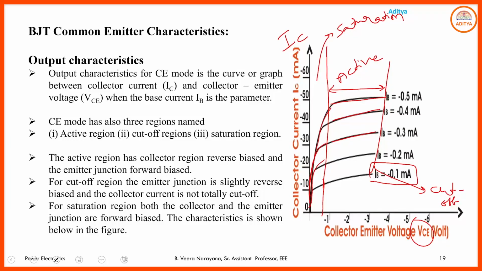Here these are the different output characteristics for different values of the base current. If you increase the base current, correspondingly the collector current also increases. And the cutoff region, for safe and reliable operation of the BJT, we never operate in. So these are the different operating regions of the NPN transistor.